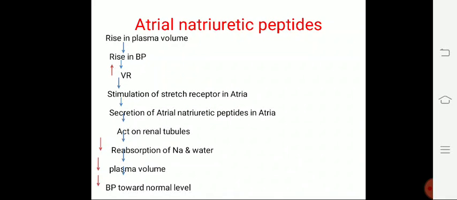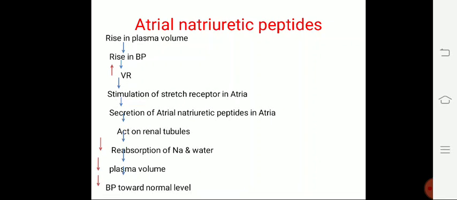When we talk about the atrial natriuretic peptide mechanism, any rise of blood pressure due to rise of plasma volume initiates this mechanism, in which reabsorption of sodium and water are controlled by the kidney and thus blood pressure is maintained.